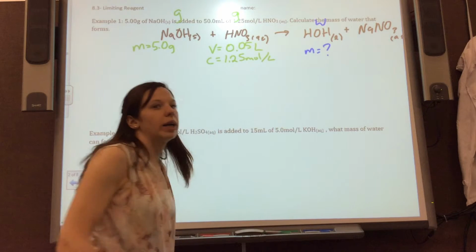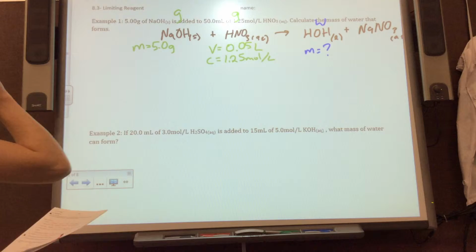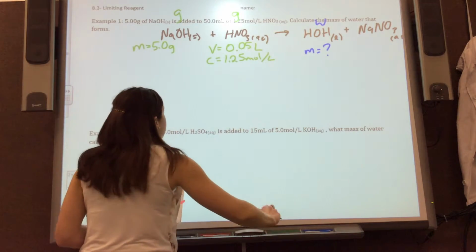So now what I have to do is look at this whole question and say, okay, I have these 2 givens. Which one is going to be my limiting reagent? What you have to do is find the moles of both of those reagents and compare them, okay? So let's go through one at a time.